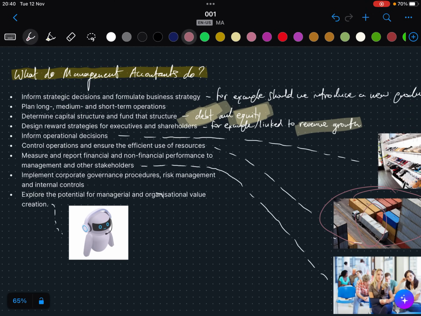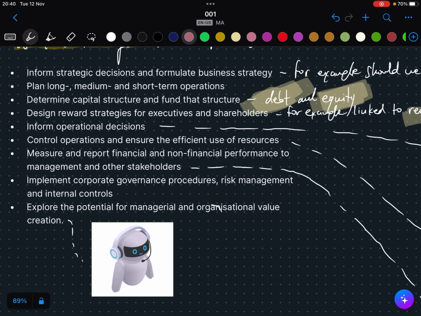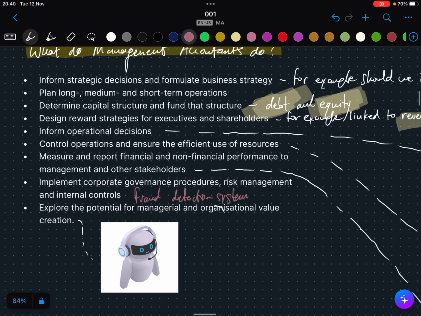Then we have implementing corporate governance procedures, risk management, and internal controls. Well, that could be, for example, the implementation of a fraud detection system that would ensure that the company's data, as well as the data of the customers, stay safe.